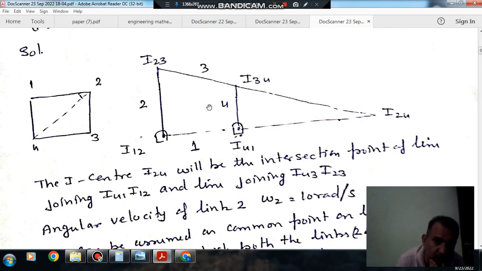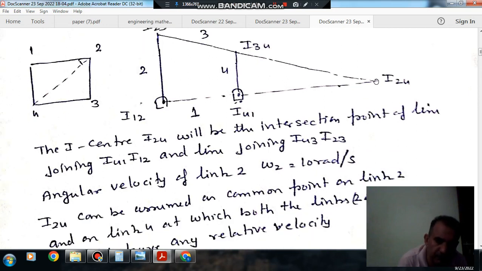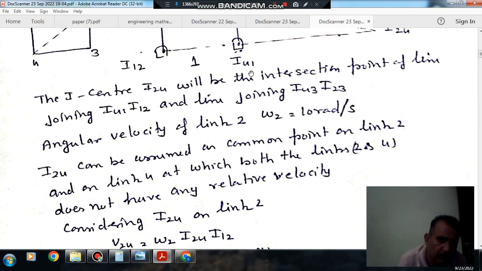So the I-center I24 is the common I-center between link 2 and link 4. If we draw the line 2-4, then it will also represent some I-center. So that is I24. As this line completes two triangles, 4-1-2 and 2-3-4, 2-4 will lie on the line joining 4-1 and 1-2, and on the line joining 2-3 and 3-4. So the intersection of these two lines will give I24 according to Kennedy's theorem. This is the I-center I24, the common I-center between link 2 and link 4.